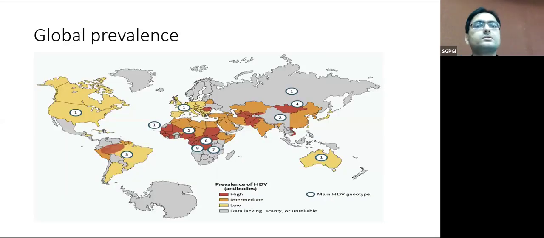This picture shows the global prevalence of the hepatitis D virus. Here you can see that the dark brown color shows the countries having higher prevalence of the hepatitis D virus, and the Indian subcontinent comes into the intermediate range, whereas North America and parts of South America come into the low and low intermediate group. The hepatitis D virus has 8 genotypes, and depending on the geographical location, it is prevalent in different locations. You can see that genotype 1 is the one dominating in most of the geographical areas, followed by other genotypes. So genotype 1 is the predominant one found throughout the globe.